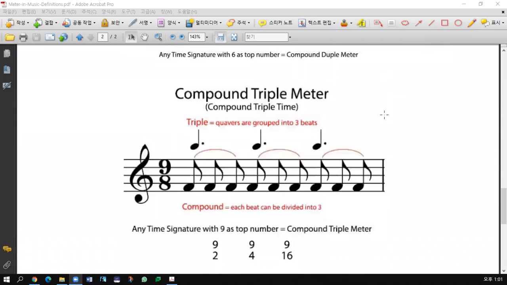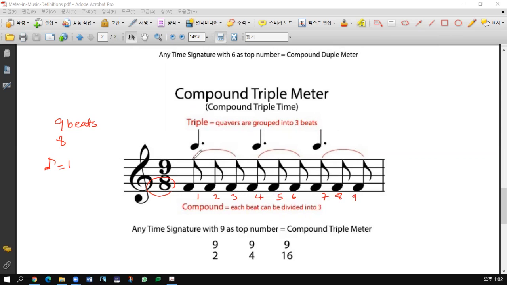Compound triple meter. Okay, so let's look at this. It's 9/8. That means what? 9 beats in each measure, right? And the bottom one, the eighth note, gets 1 beat. So here 1, 2, 3, 4, 5, 6, 7, 8, 9 beats, right? But here it can be divided.